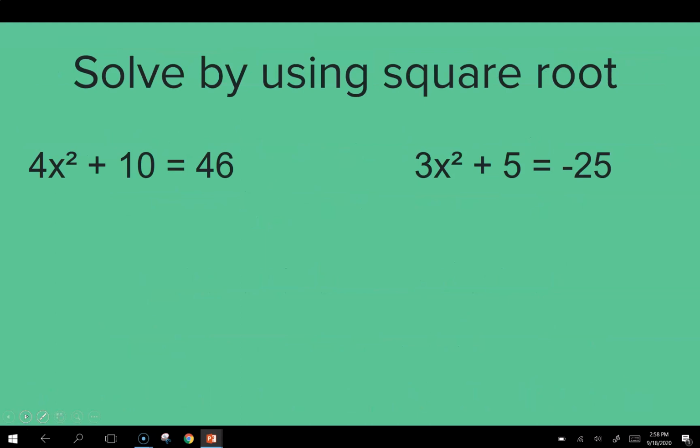Okay, here we go. 4x squared plus 10 equals 46. I'm missing a b value, right? And there is no coefficient attached to just an x. So these are going to be solving with square roots. I need to isolate the x squared. That's this piece. I need to get it by itself. So to do that, I'm going to subtract 10. So I have 4x squared equals 36.